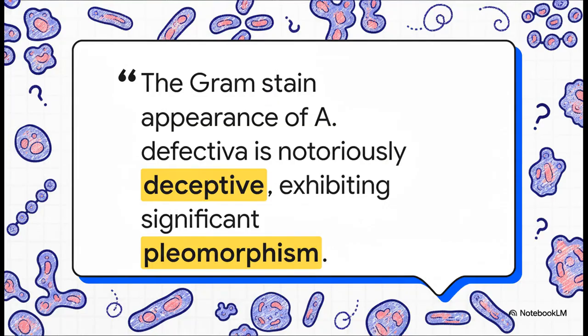So, right out of the gate, this organism tries to throw you off. The Gram stain, it's all over the place. You're not going to see those nice, neat chains you expect from a strep. Instead, you get this wild pleomorphism, all sorts of shapes, like little rods, swollen cells, and it might not even stain consistently. It's so easy to dismiss it as a contaminant.